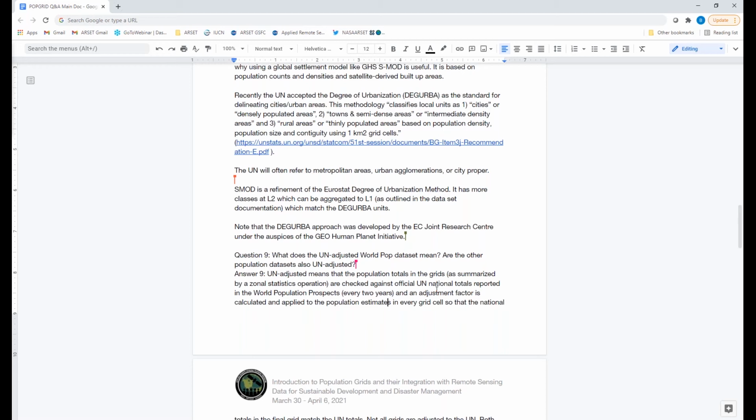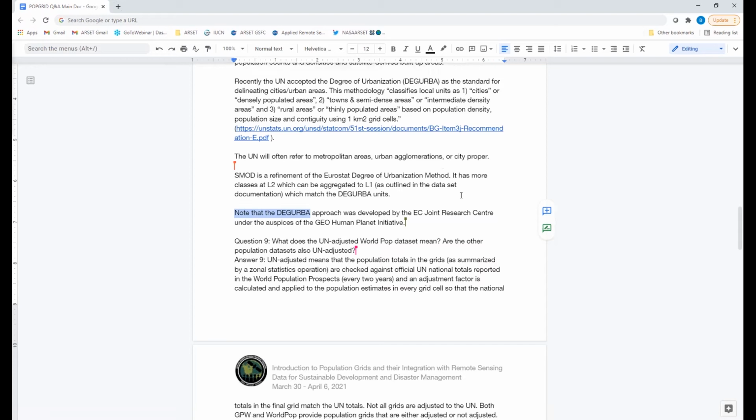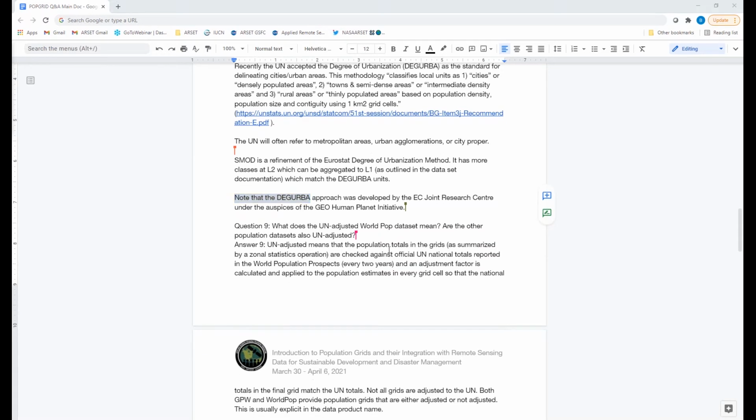I'll just add, as I just typed in, that the accepted degree of urbanization approach was actually developed by the European Commission's Joint Research Center, which is our partner under the Geo-Human Planet Initiative, and uses the data that was developed jointly between JRC and CDAC. Great, thank you for adding that as well there, Bob.